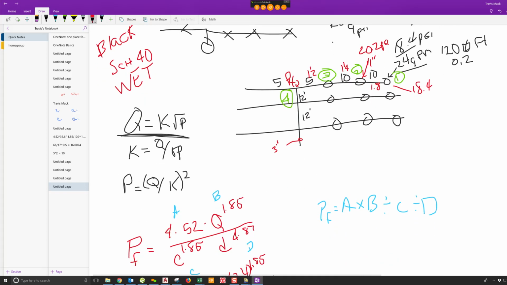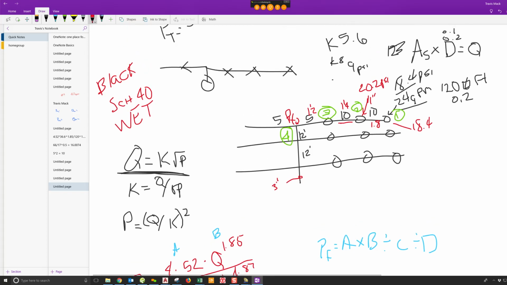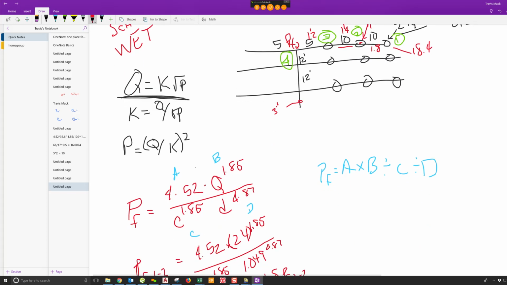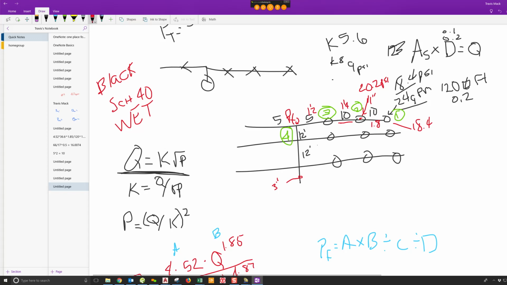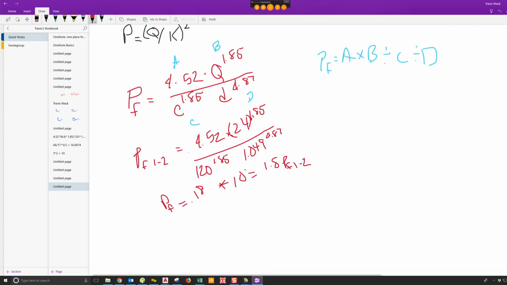Okay, so now we got to figure out how much water is flowing through from point 2 to point 3. We know 24 GPM is the minimum, but we said that flow and pressure are directly proportional. So if I have 20.2 pounds now hitting this outlet right here, I should get more water. So if we go 5.6 times the square root of, we said 20.2, right? 20.2 equals, now I get 25.2 gallons per minute coming out of 2. Do you guys see that?